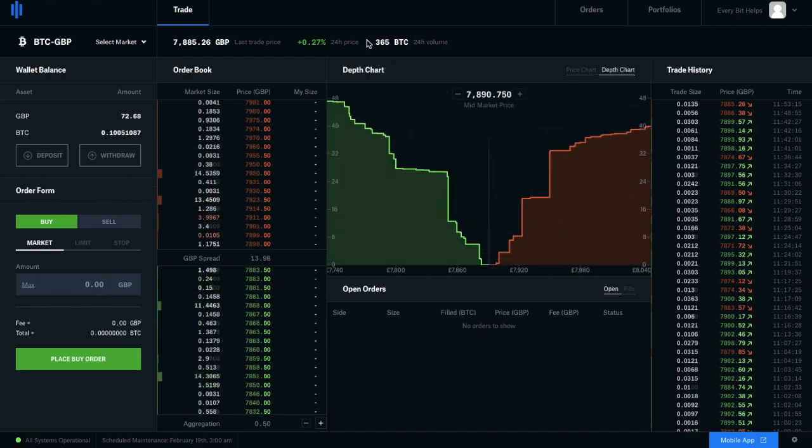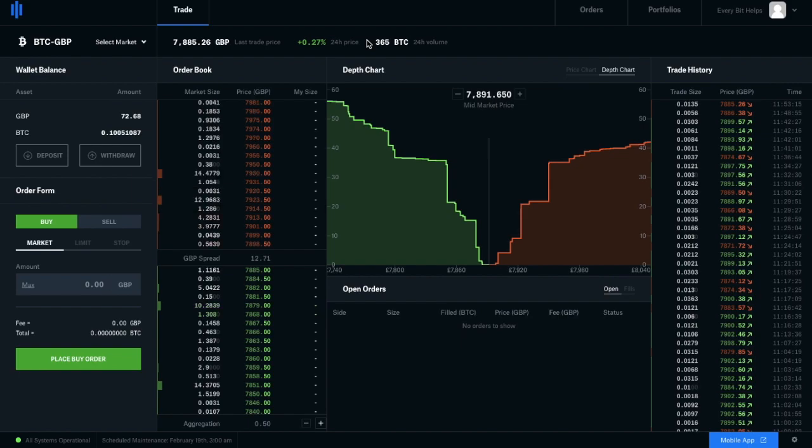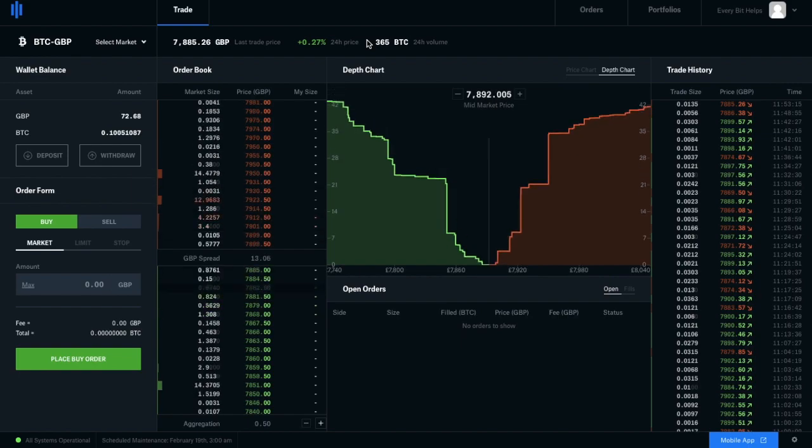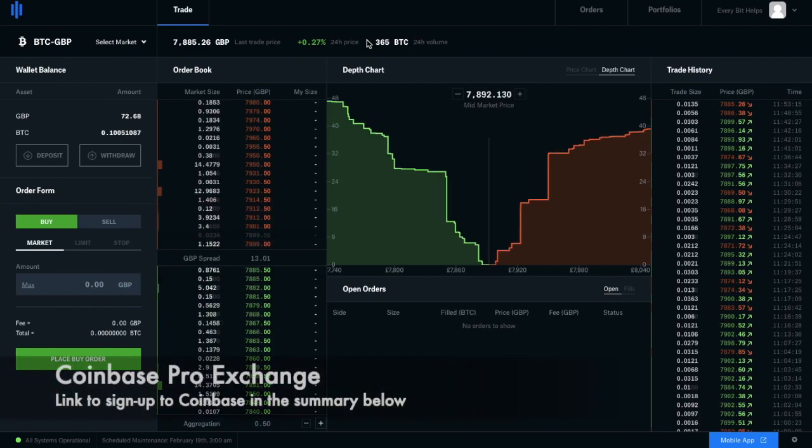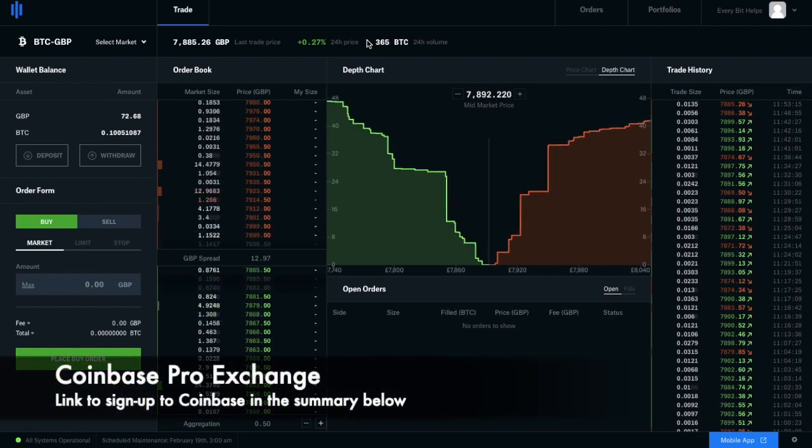And the order book is a list containing all outstanding buy or sell orders for a specific crypto pairing organised by price level. It identifies the amount of the currency pair being bought or sold at a specific price, known as the market depth. So first up, we'll take a look at Coinbase Pro.